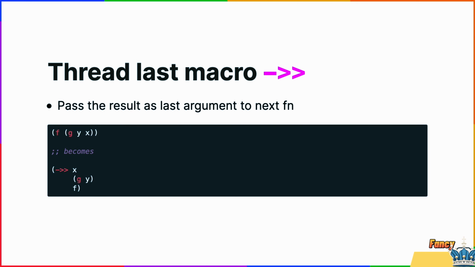A thread last macro makes nested function calls easier to express. A nested function call f of g of h of x becomes this with the thread last macro. In thread last macro expansion, the result of a form is passed as the last argument to the next form.